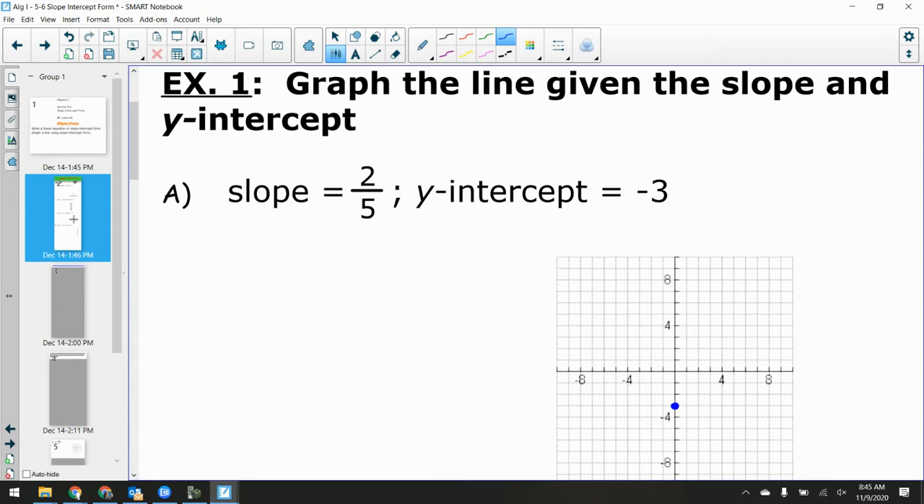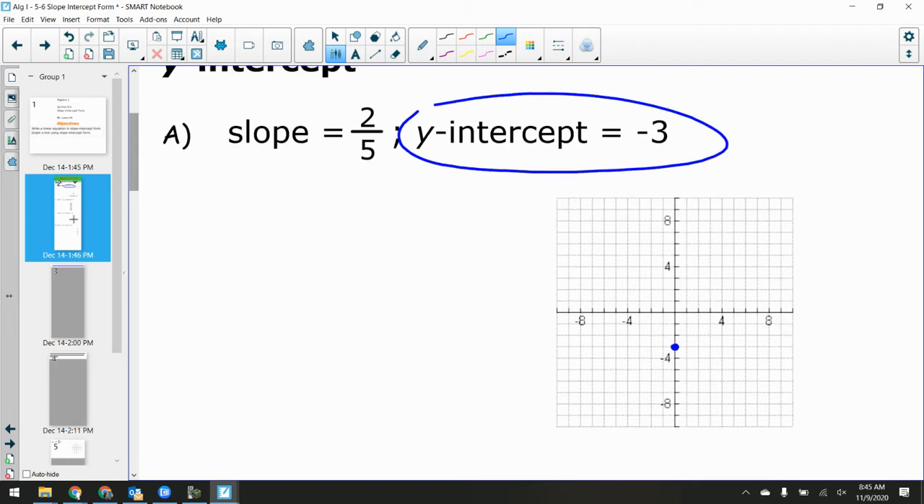The first thing that we do is find the location where it crosses the y-axis, which is the y-intercept. So it crosses the y-axis at -3, and we plot our point at -3. Once we plot that point, we use our slope to find additional points. Make sure you're plotting as many points as you need to see the pattern. My suggestion is to fill the graph with coordinates, and then you can just connect the dots.